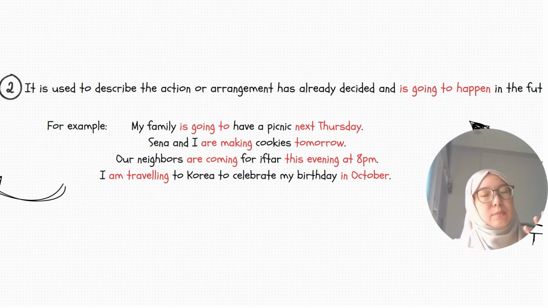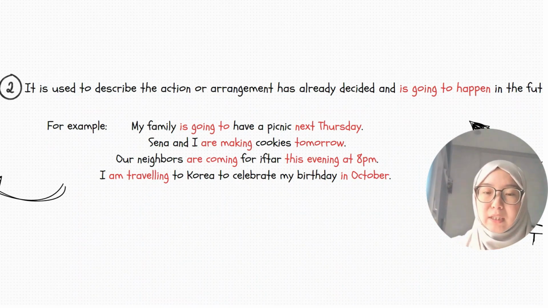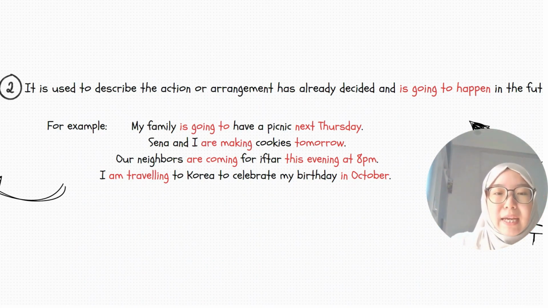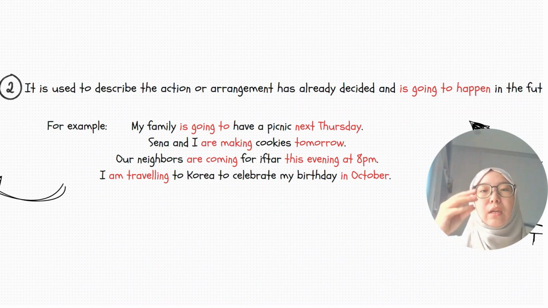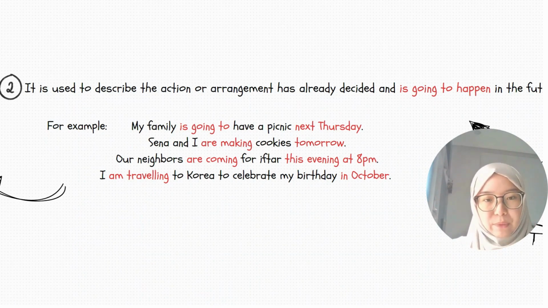Okay, let's look at more examples. The first one: my family is going to have a picnic next Thursday. This arrangement has already been made by my family and is definitely going to happen next Thursday. This is when we use present continuous to represent things that are going to happen in the future. The second sentence: Sana and I are making cookies tomorrow.